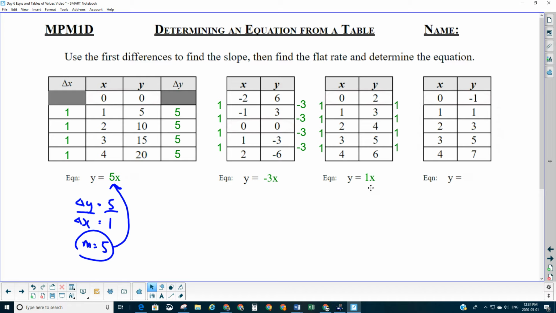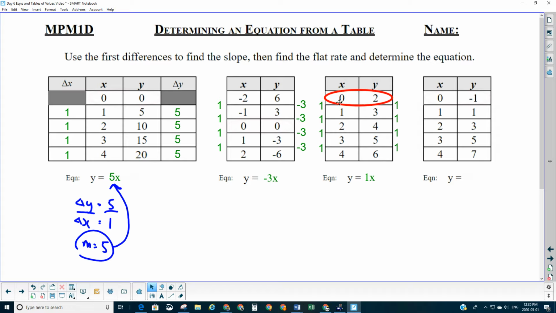1x. Let's check. Take a 3. 3 times 1 is, whoa, it's not 5. So something's going on here. 4 times 1 is 6. So this equation isn't working. Now the first differences are 1. So what's going on? Well, in this particular example, you're actually starting with a flat rate.